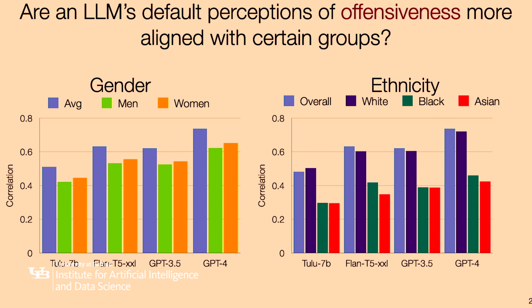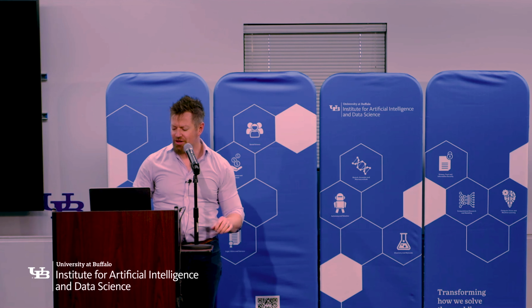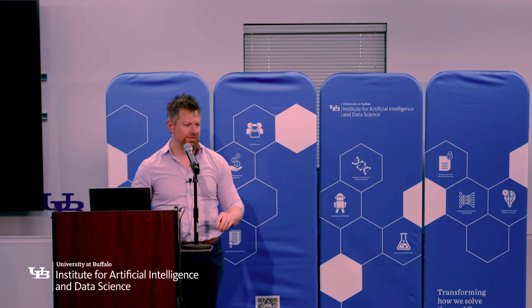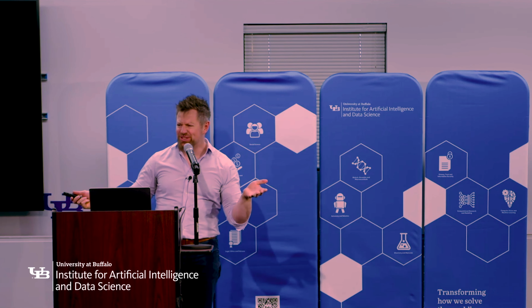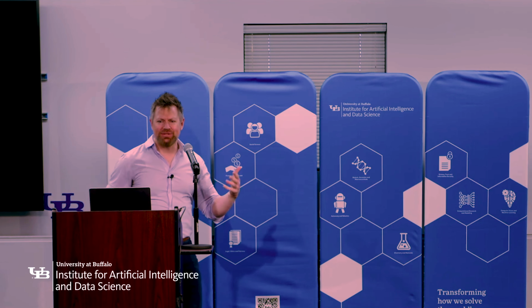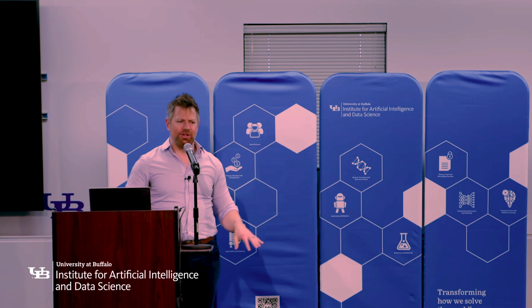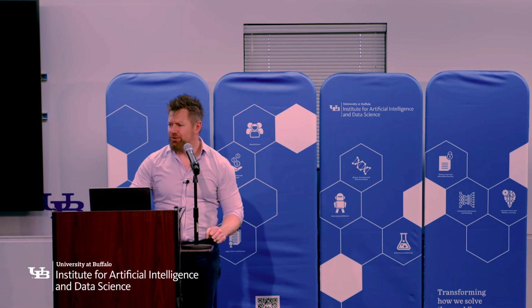Here again, I'm showing you the groups in the data that had enough ratings to get some sort of statistical significance. So this really suggests that at least for offensiveness, the LLM baseline judgments are much closer to women and white individuals, which is surprising. Well, maybe not that surprising, but the gap itself was still quite shocking to us. That said, this is the default. Maybe models are still pretty good at doing some role playing.